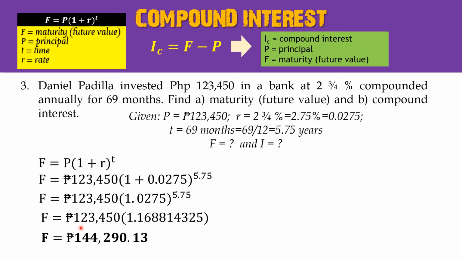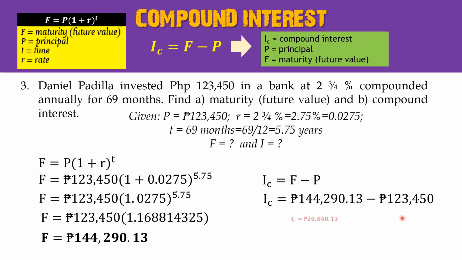So, the future value is 144,290 pesos and 13 centavos. Okay, tapos natin ang unang hinahanap. Let's proceed to the compound interest. Okay, that is future value minus principal or present value. Plug in the values. By subtraction, the compound interest is 20,840 pesos and 13 centavos. Therefore, we already answered the problem above.